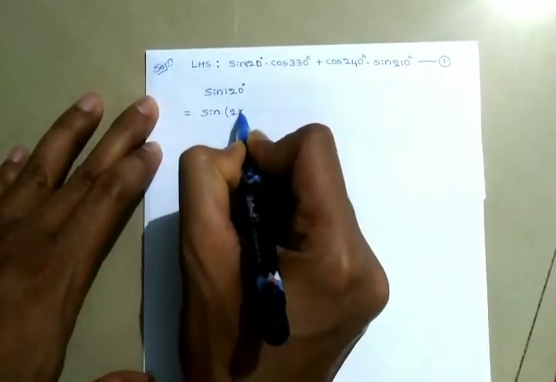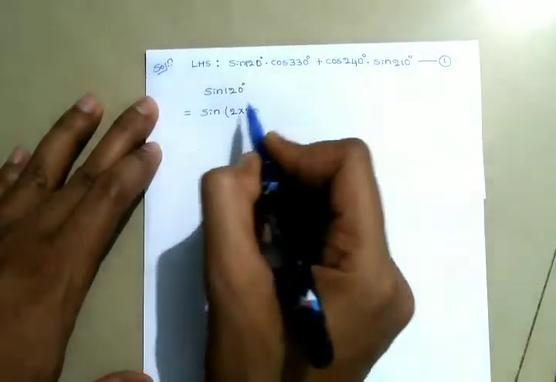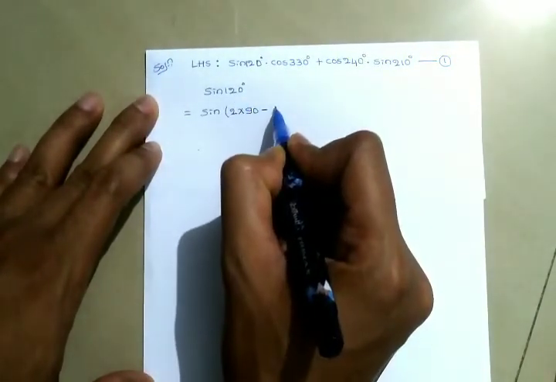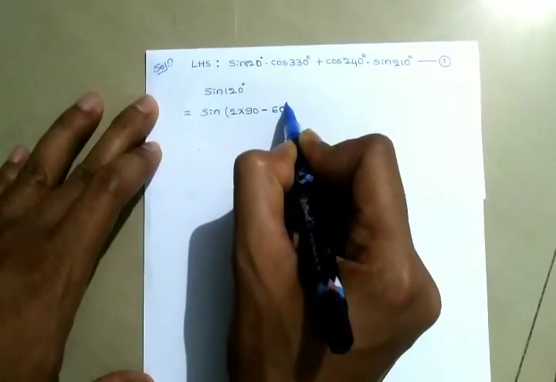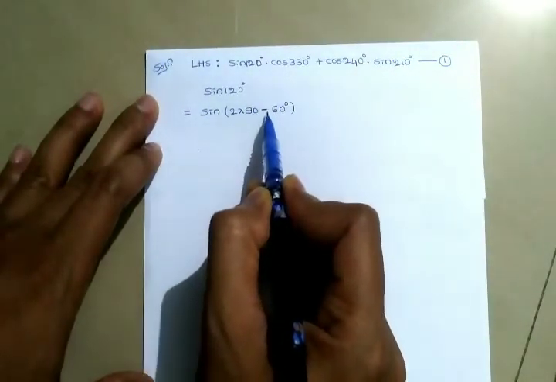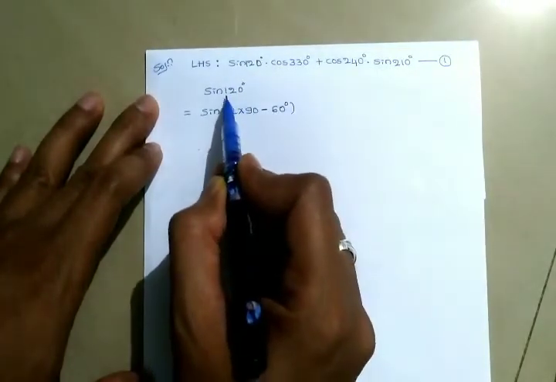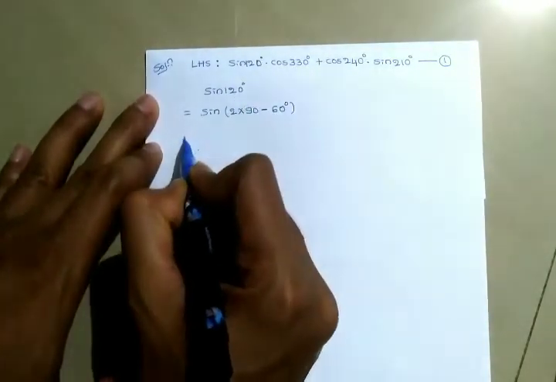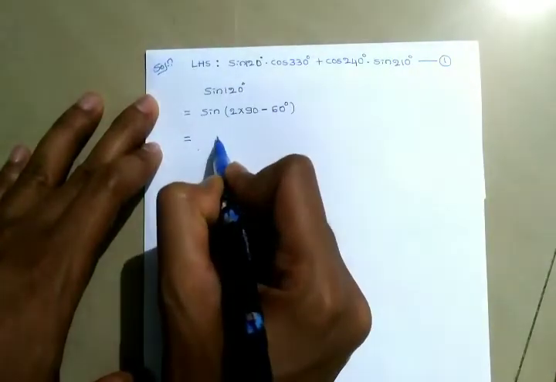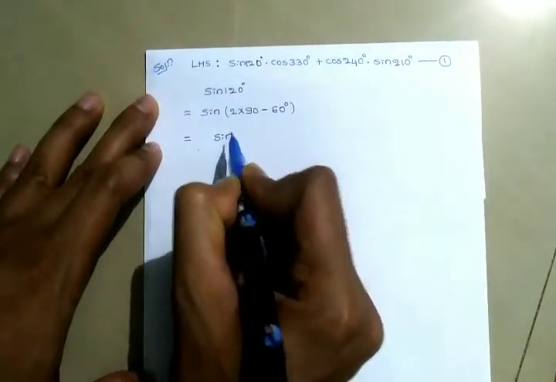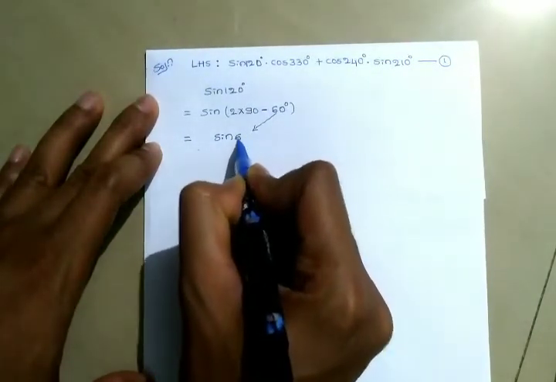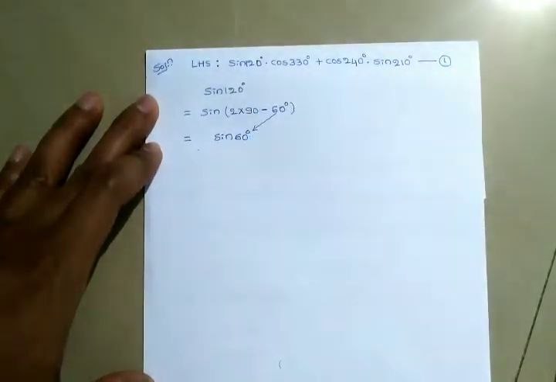So 2 into 90, 180, minus how many degrees do we want? 120, so you need to subtract 60 degree. 2 into 90, 180, 180 minus 60 is 120. Since 2 is an even number, sine remains sine. So finally the degree is 60 degree. Keep that 60 degree as it is.